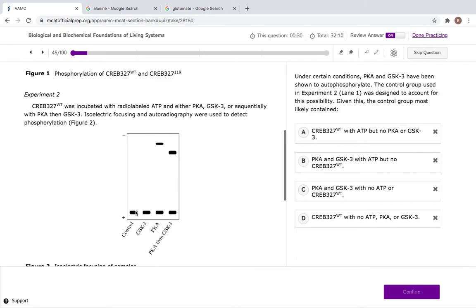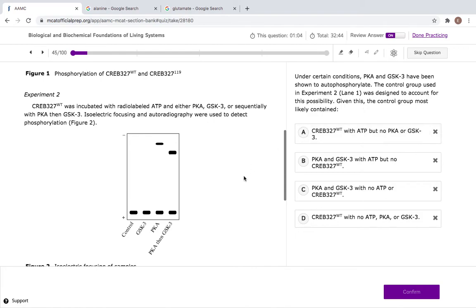All right. PKA and GSK3 are kinase enzymes. They go ahead and phosphorylate stuff. They phosphorylate Krebs specifically. So I want to look for something where Krebs is not phosphorylated and PKA and GSK3 are phosphorylated only. A Krebs 327 wild type with ATP but no PKA or GSK3. Krebs 327 wild type with ATP.